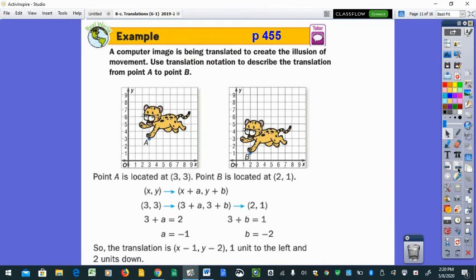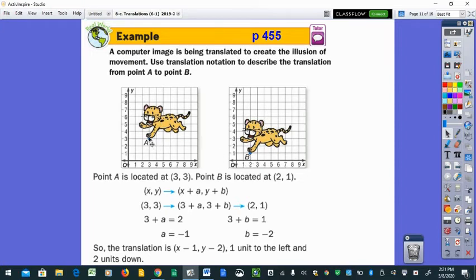So here's just giving you a little bit more idea of what I mean by the video game. There's some figure and you shift it. So here is a computer image, and it's being translated to create the illusion of movement, kind of like if you ever did one of those flip books when you were a kid. So they're going to take this little cat, leopard looking thing, and they're going to move it from A to B, and they're trying to ask you, what was the translation notation to get his paw to move from here to here.